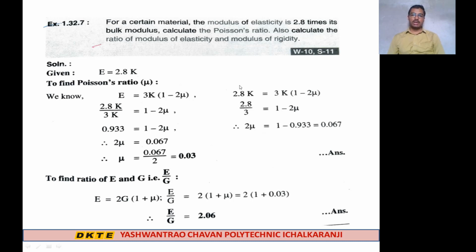And what is asked? Calculate the ratio of modulus of elasticity and modulus of rigidity, that is G. E upon G is asked. Take the relation between E and G, E is equal to 2G into bracket 1 plus mu. This G is taken towards the left hand side, that is E divided by G is equal to 2 into bracket 1 plus mu. Put the value of mu is equal to 0.03. After solving, 2 into bracket 1 plus 0.03, we will get 2.06. This is the ratio of Young's modulus to the modulus of rigidity.